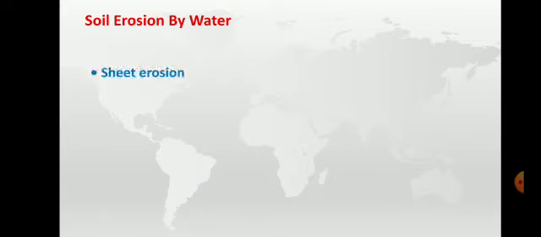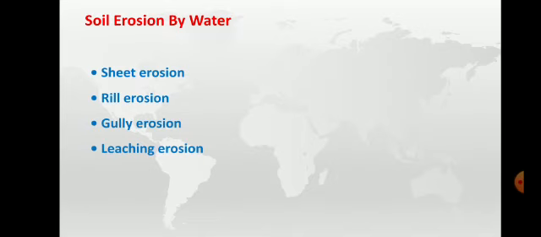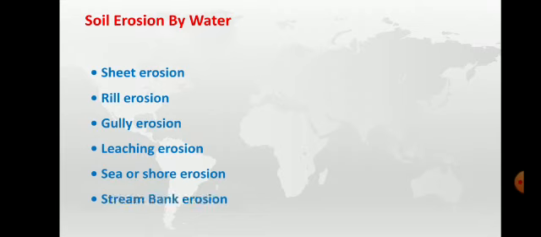So now we'll see soil erosion by water. First, sheet erosion, rill erosion, gully erosion, leaching, sea or shore erosion, stream bank erosion. So six points we are going to discuss now.